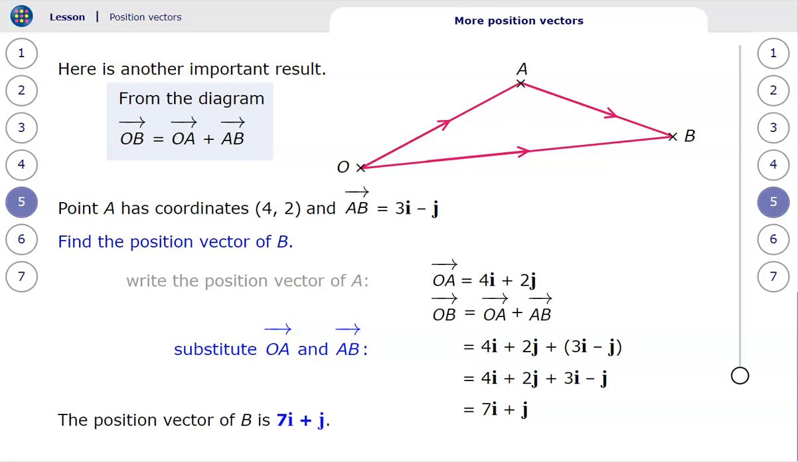So there's the position vector. If this was on a Cartesian plane, then we could say that the coordinates of the point B will be 7 along the horizontal axis, and 1 on the vertical axis, so that would be the point 7, 1.